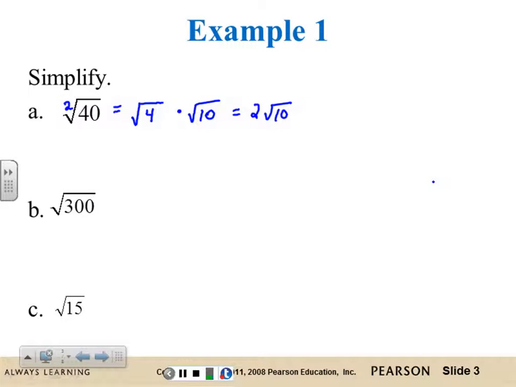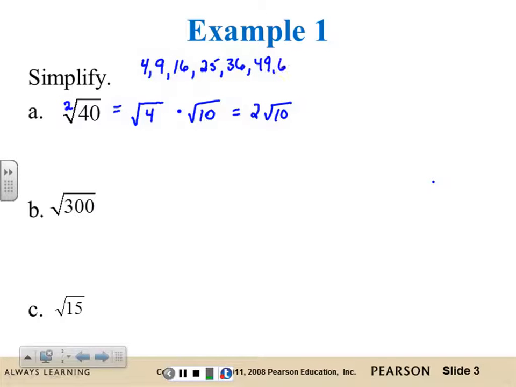Now, something that may help you until you get used to doing this is writing down all of your perfect squares. The first one we're going to use for our purposes is 4, because 2 times 2 is 4, and then the next one is 9, because 3 times 3 is 9, and then 4 times 4 is 16. 5 times 5 is 25. 6 times 6 is 36. 7 times 7 is 49.